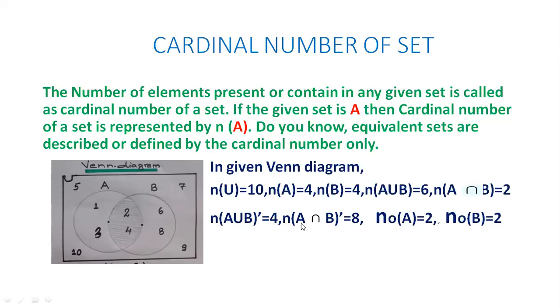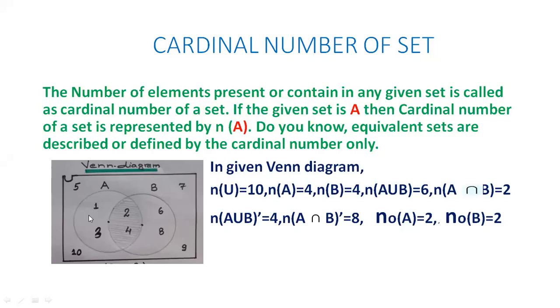Look here. A intersection B complement means except this 2 and 4. Except 2 and 4, look here. A intersection B means 2 and 4. A intersection B complement means this 2 and 4 will be subtracted from this universal set.